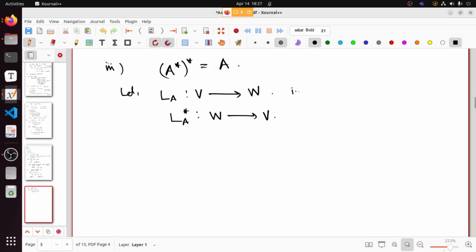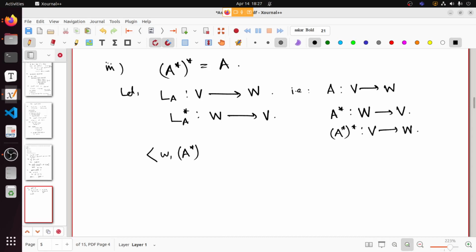So this we can write, the matrix is a map, so this we can view as a map from B to W, and also A star is a map from W to B, right? So now let's take this W A star. So A double star will be mapped from again V to W, right? So double star, it will take V. Then by the definition of adjoint it will be A star, right? W V.